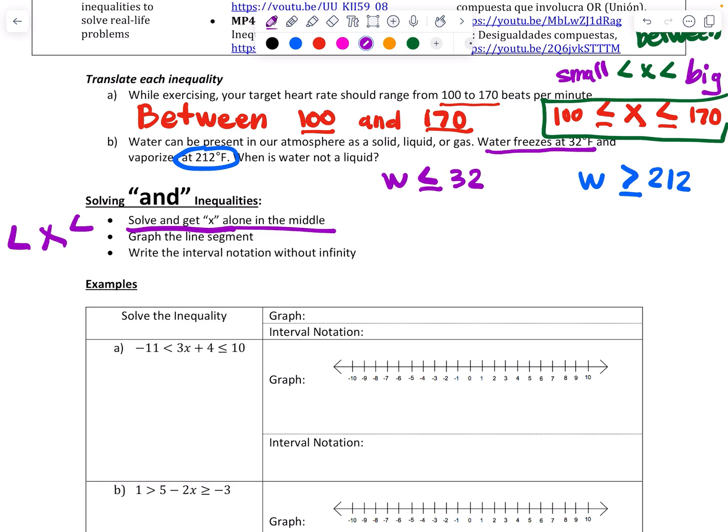So first example, we have negative 11 is less than 3x plus 4, which is less than or equal to 10.